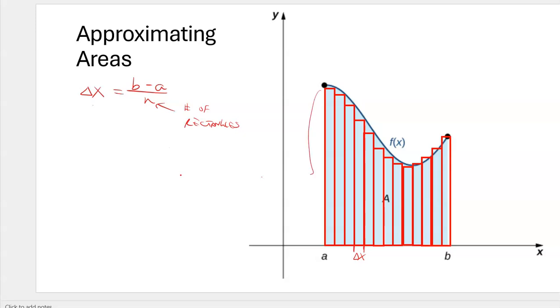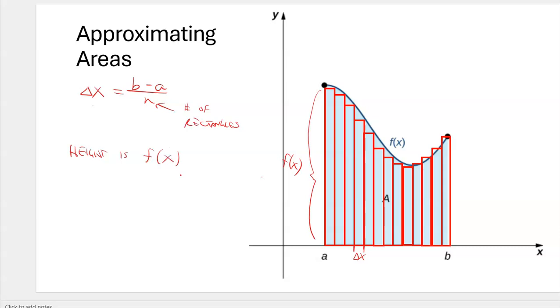The height of each one is actually going to change from rectangle to rectangle. But what's nice here is this distance is just whatever the function is. It's measuring from the x-axis up to the blue line. It's literally just what the function is. So the height is the function.